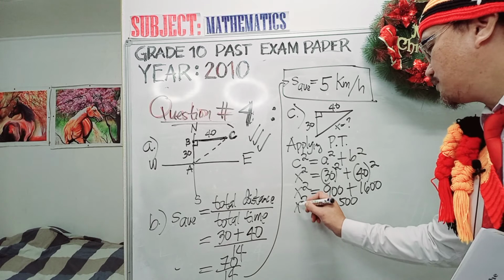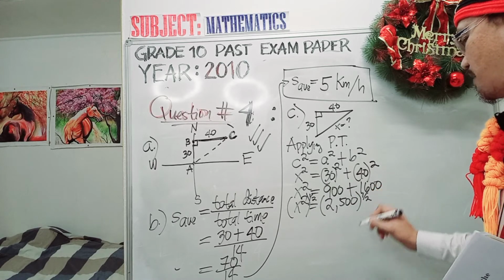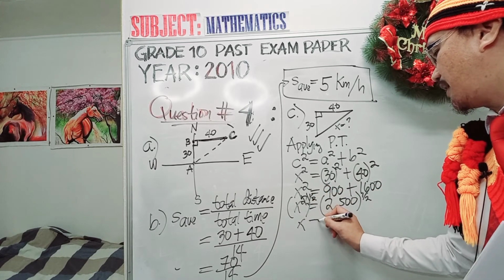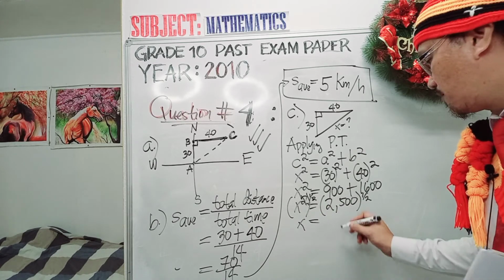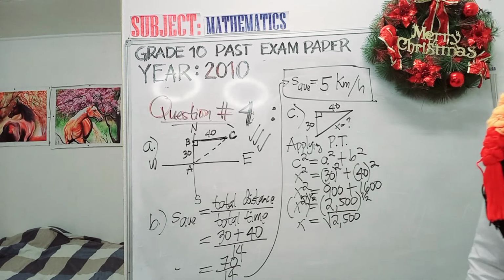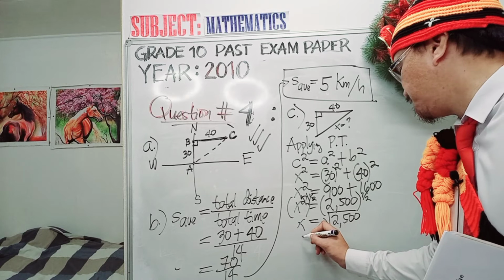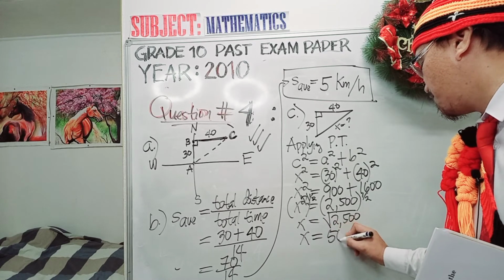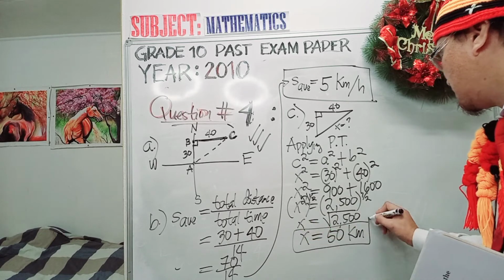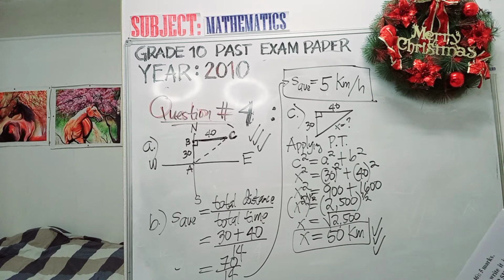Okay? And then you multiply both sides by a power of 1/2. So cancel, cancel. We are now left with x is equal to the square root of 2,500. The square root of 2,500 is equal to 50. Okay? X then is equal to 50 kilometer. So you write down now 50 kilometer. It's just like the square root of 25 is 5. So now we have 50 kilometer.